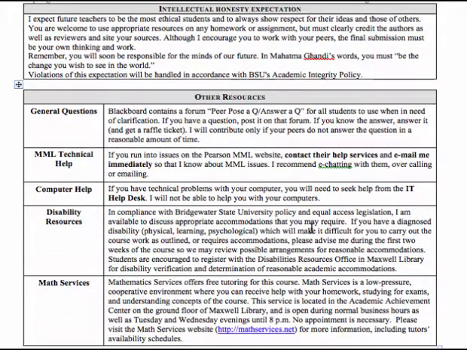Intellectual honesty expectations are high for these courses. I expect that you, as future teachers, hold yourselves, and I will hold you, to the highest ethical standards. Please make sure that any work that is not yours, you cite, and remember that violators of this expectation will be handled in accordance with the BSU Academic Integrity Policy.